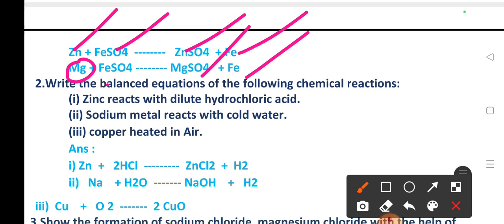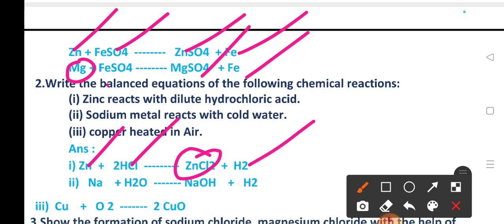Write the balanced equations of the following chemical reactions. First one, zinc reacts with dilute hydrochloric acid. Zinc is highly reactive and hydrochloric acid is a strong acid. Both react. What do they give? They give a salt, zinc chloride, with liberation of hydrogen gas.